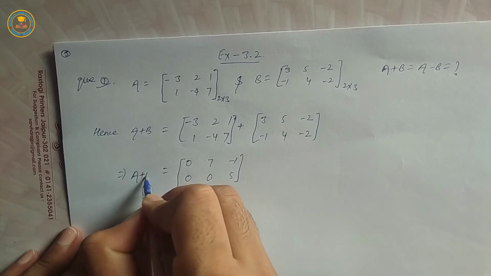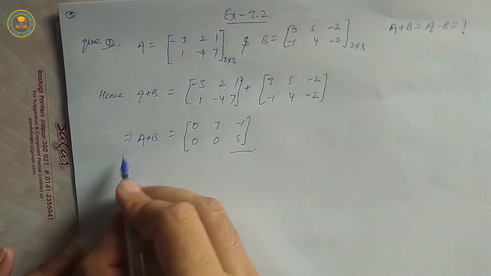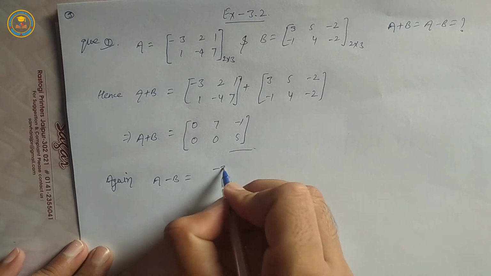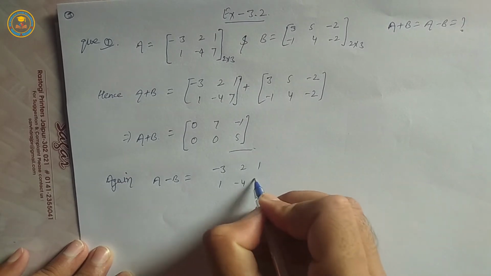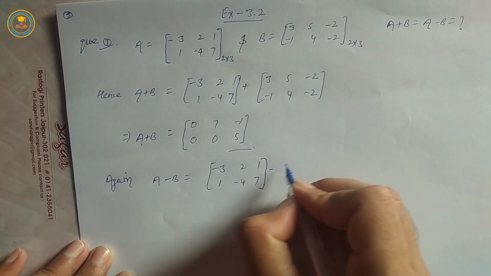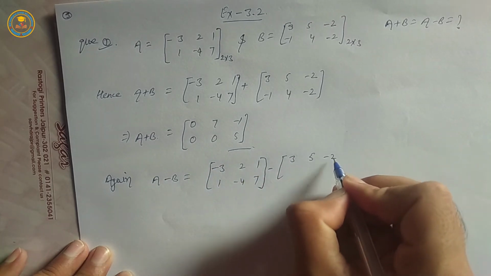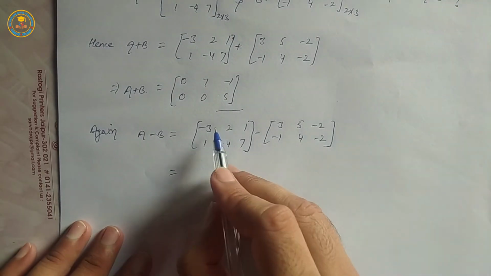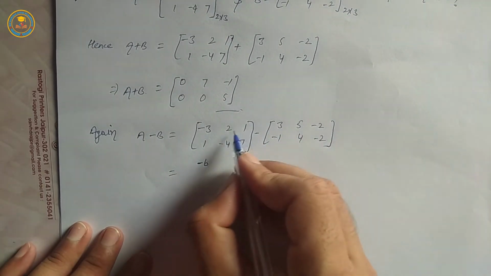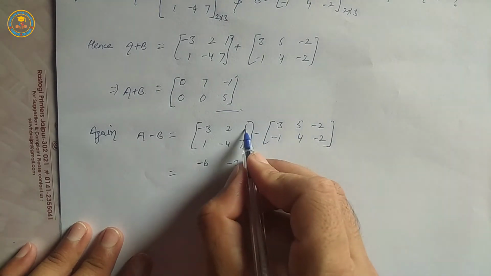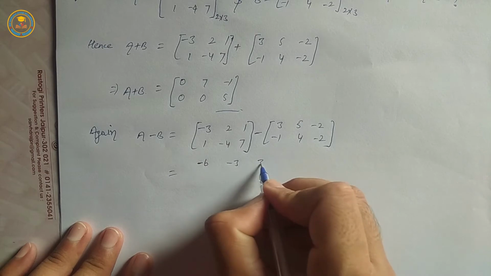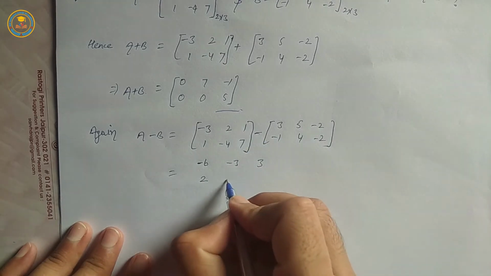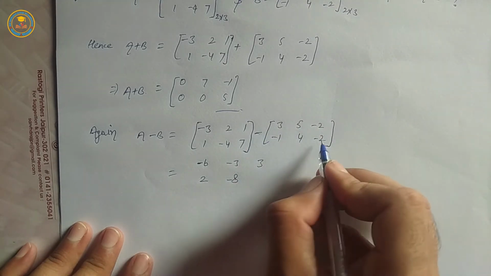implies A plus B. Okay, again A minus B is equal to -3 2 1 1 -4 7 minus -3 5 -2 -1 4 -2 is equal to -3 minus -3 it means -6, 2 minus 5 is -3, 1 minus -2 it means 3, 1 minus -1 it means 2, -4 minus 4 it means -8, 7 minus -2 it means 9.